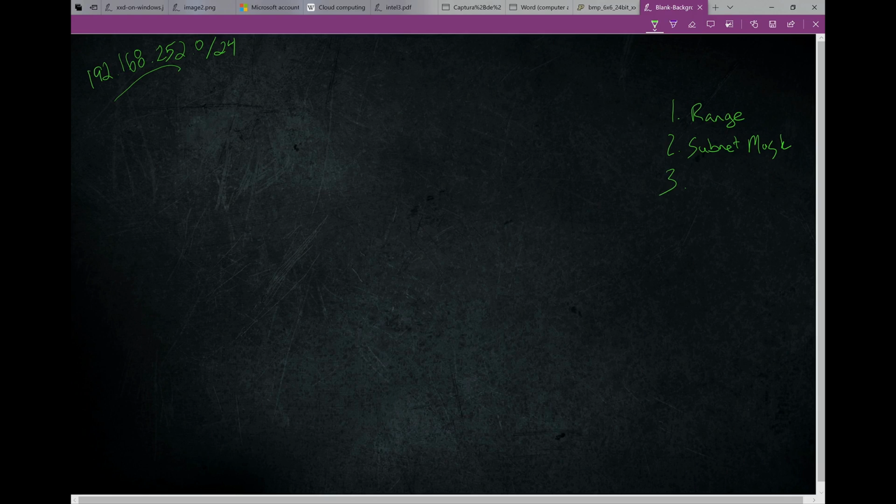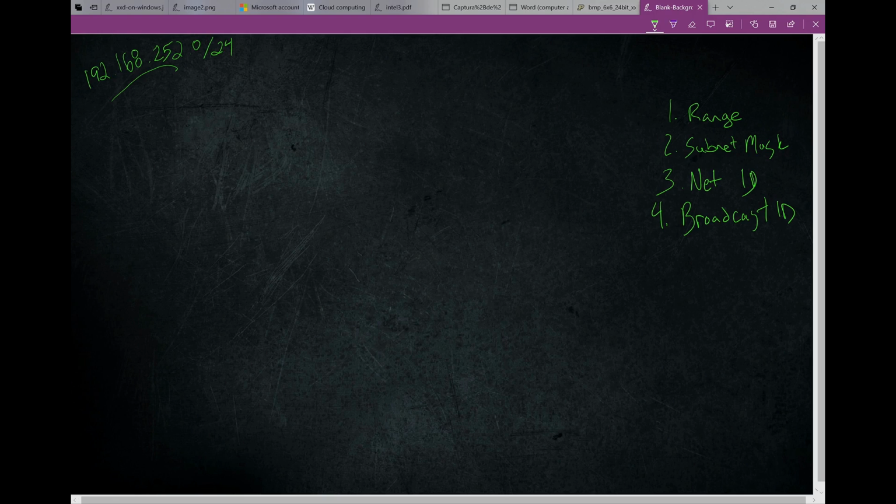Number 3 should be, let's go ahead and get ourselves a network ID. And the 4th thing can be a broadcast ID. So there's a lot of different ways to do this, but I like to do it the long and hard way because eventually you'll just get used to it. So let's turn all these numbers into bits.